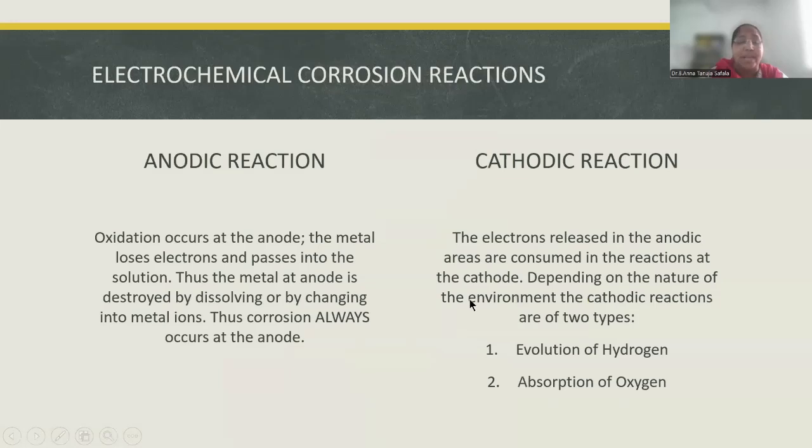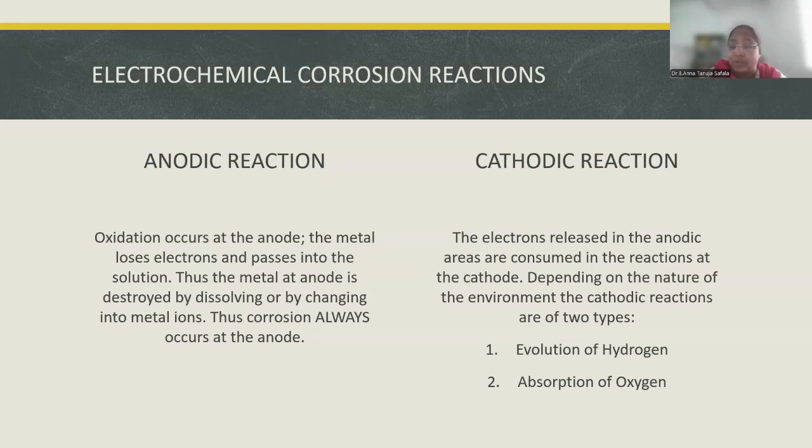So, anodic reaction at anode, anodic reaction mechanism. At anode, obviously, oxidation occurs and metal loses electrons. The metal part where the loss of electrons takes place, corrosion occurs over there. And readily those electrons and the metal cations will be transported to the cathodic area.